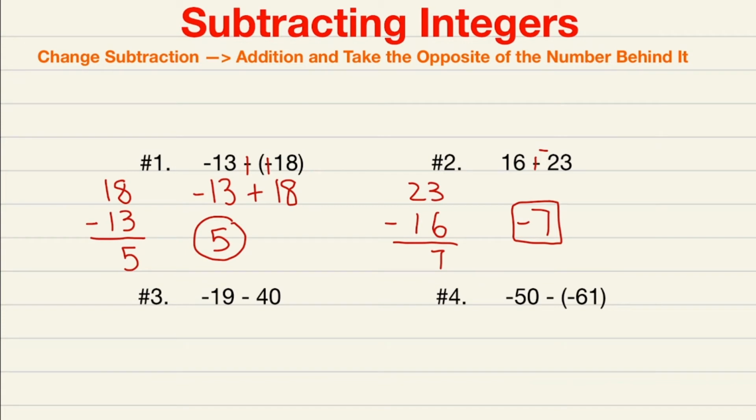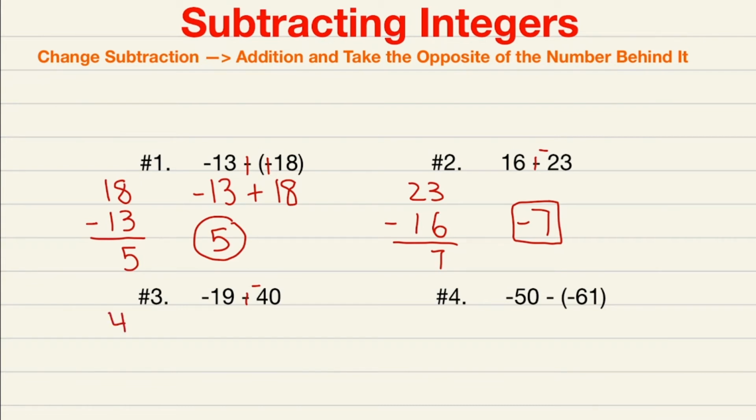For number 3, subtraction to addition again, and 40 is going to become negative. Now this time around, we are adding two negative numbers. Since they have the same sign, they're both negative, you simply just have to add the numbers together. So if you notice the difference between 1 and 2, 1 and 2 has one positive number and one negative number. So we have to use a little trick by ignoring the negative sign and subtracting them. Whereas for number 3, since they have the same sign, you can simply just add the numbers together.